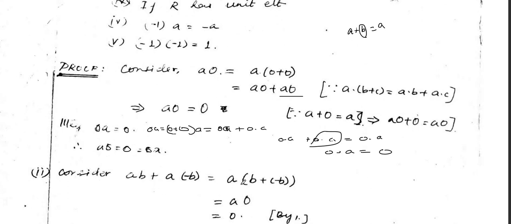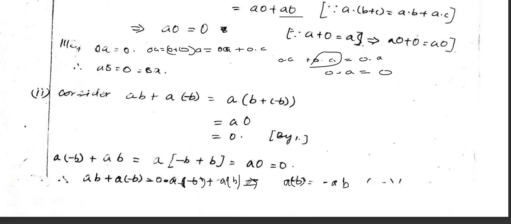When we consider by distributive law, this is nothing but a into b plus of minus b, but this is nothing but 0. Just now we proved that a into 0 is 0. So you have this to be 0. And so this in turn tells that whenever you have a plus b giving you 0, whatever here you have should be the additive identity. So here you have a into b plus a into minus b giving you 0.